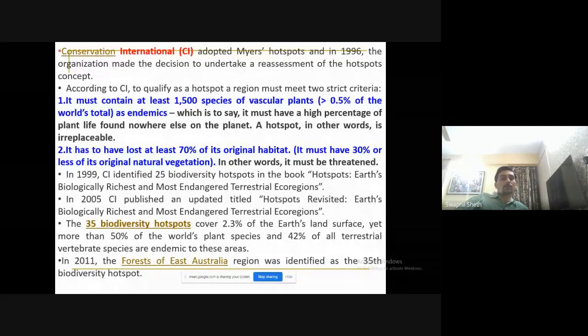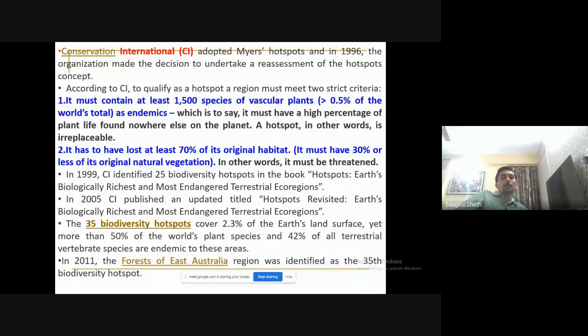Hotspots, in other words, are irreplaceable. That means they cannot be found anywhere else in terms of species, numbers, and genetic diversity. So their diversity has been considered. It has to have lost at least 70% of its original habitat. It must have 30% or less of its original natural vegetation. In other words, it must be threatened.